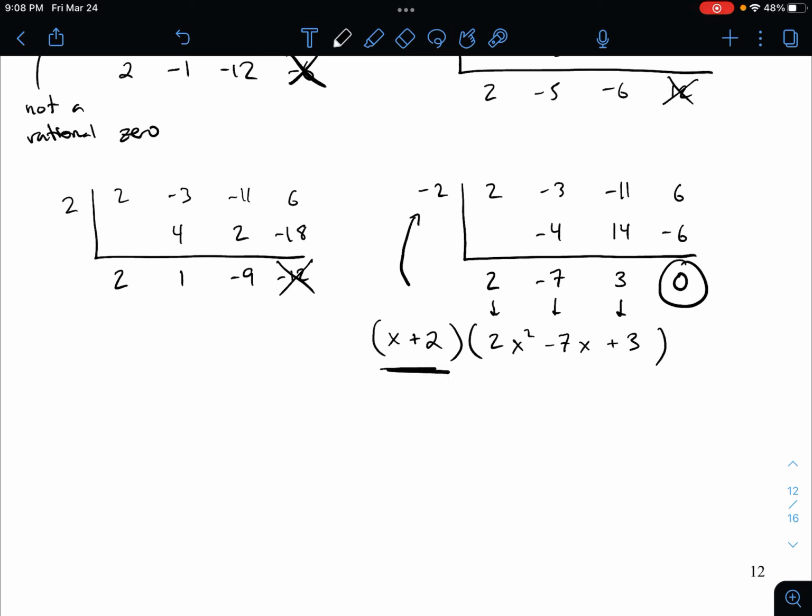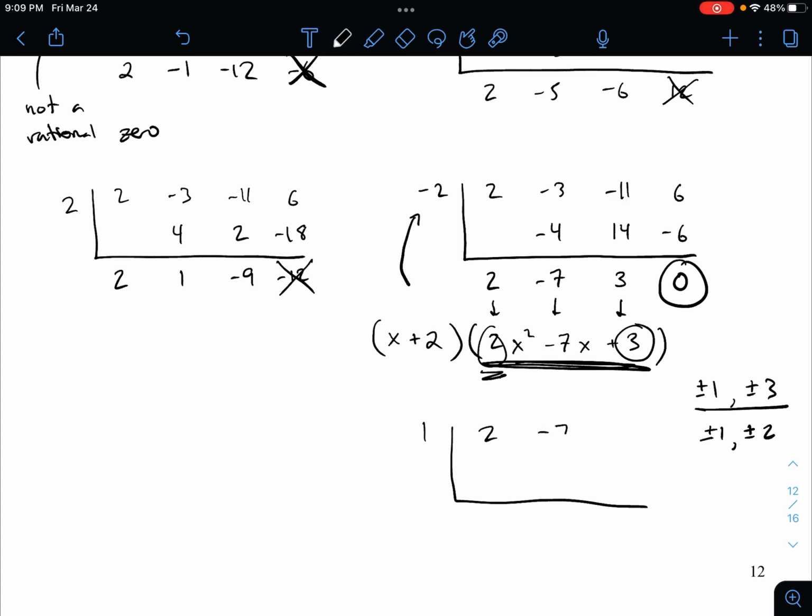If I wanted to, I could look at this polynomial and I could say, oh, well, the rational zeros could be plus or minus 1, plus or minus 3, over plus or minus 1, plus or minus 2, right, based on the 3 and the 2 here. So I could do this whole process over again, and then I could test these out, put in a 1, and then I could test out the 2, the negative 7, the 3, and I could see if that's going to work. I could keep going with this process until I'm down to just all my factors.